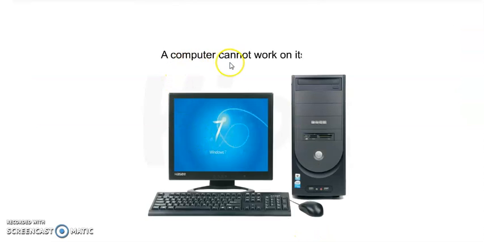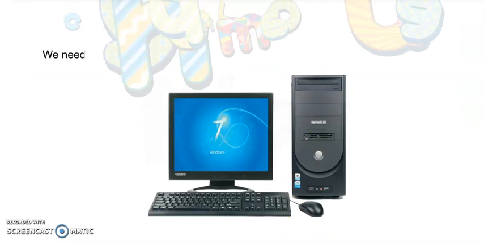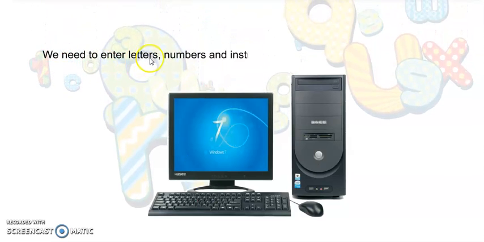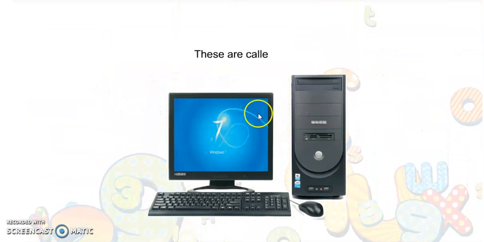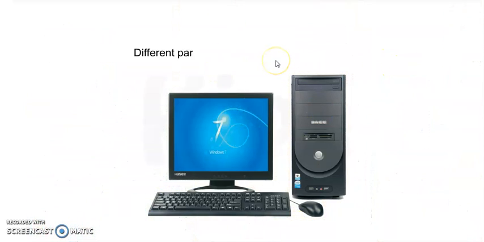A computer cannot work on its own because it's a machine. It can work only on the user's instructions and orders. We need to enter letters, numbers and instructions into the computer to make it work. These are called data. Whatever we input in the computer, it can be a number, it can be a letter. Whatever we are giving as instructions to the computer, it's called data.